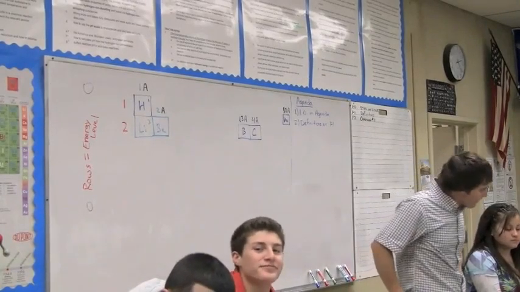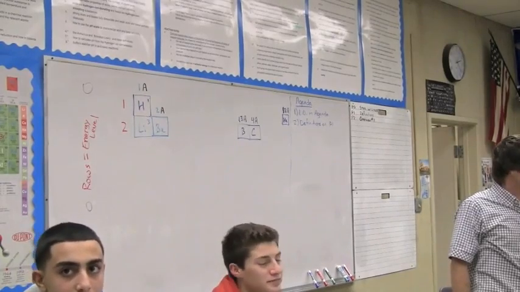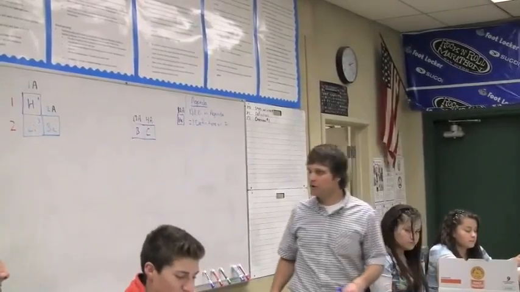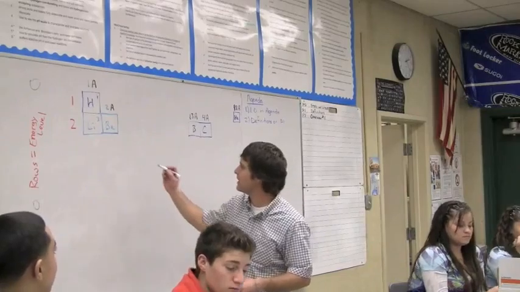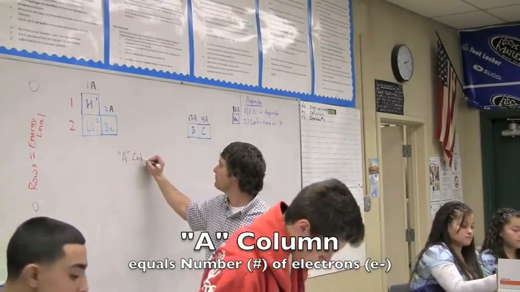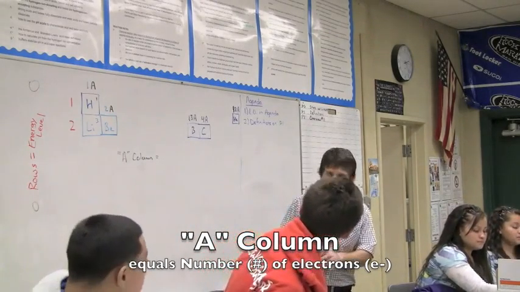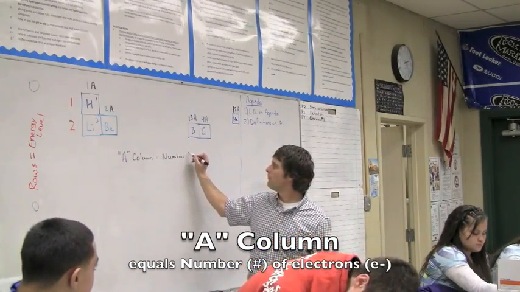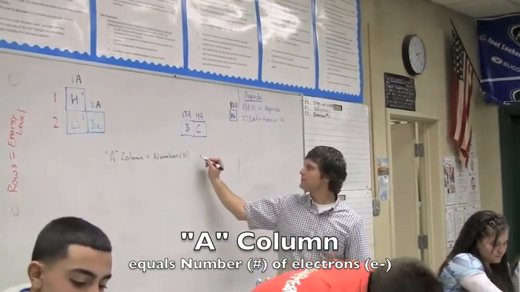Then, up at the top, I want you to find where it says important constants. Important constants. And I'm going to write mine down here, but I want you to write yours next to where it says important constants. I want you to put in quotation marks, A column equals, A column equals number, and then in parentheses the abbreviation. Number of electrons.